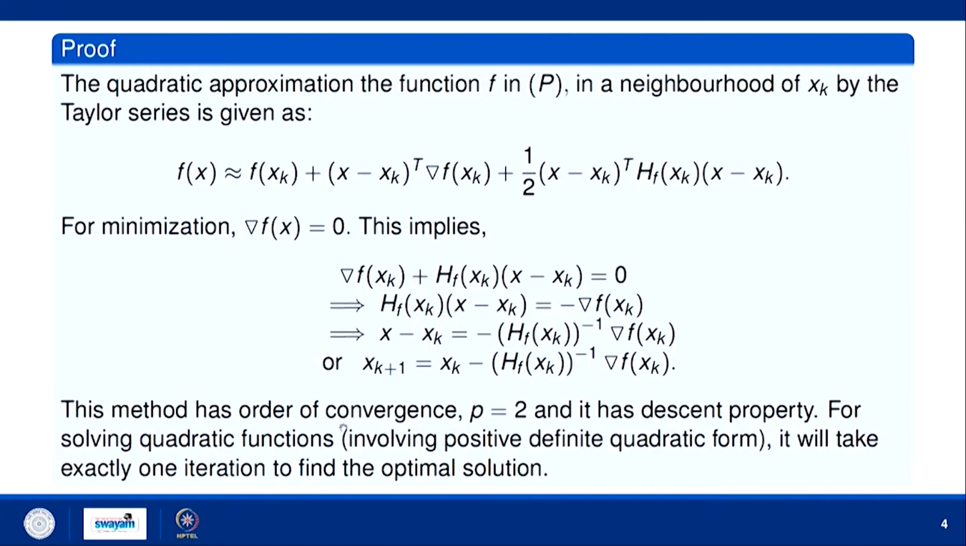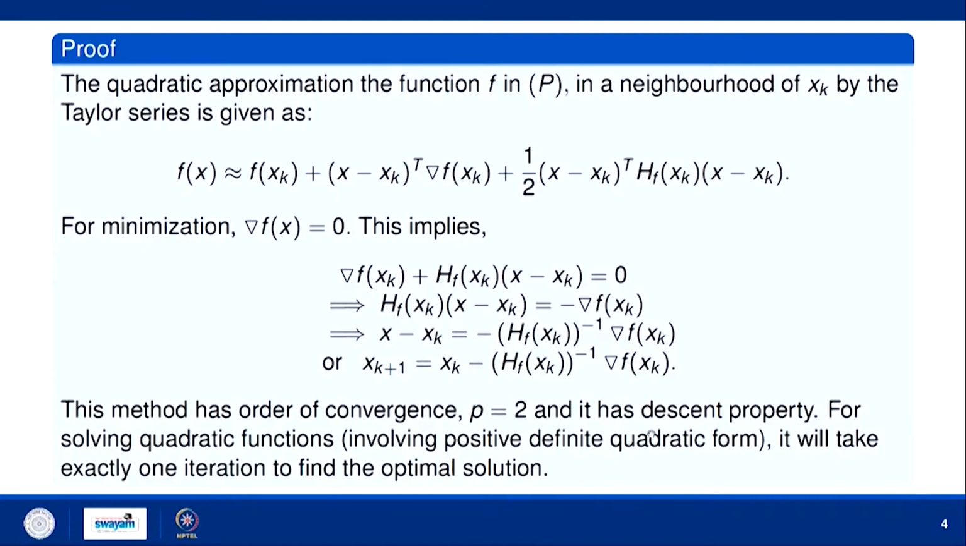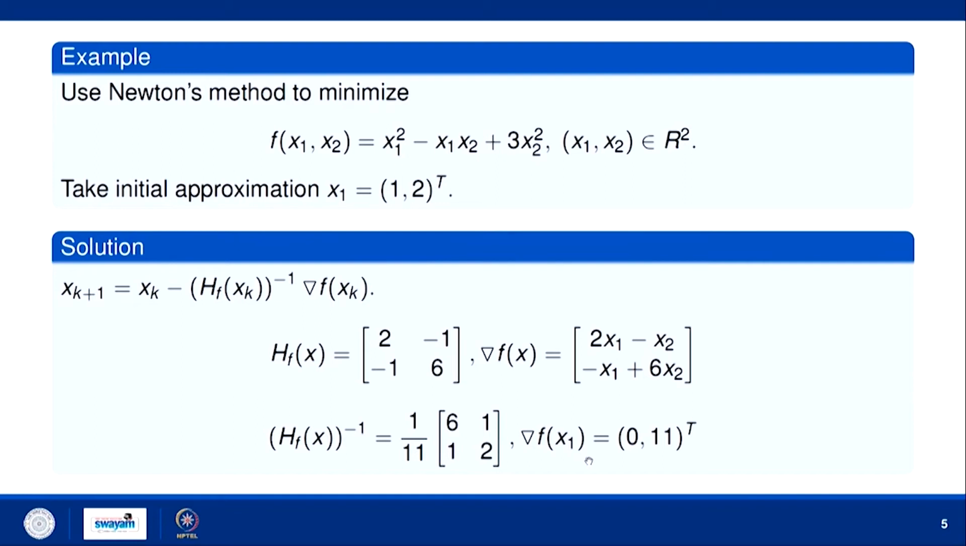Now this method has order of convergence 2, that is p is equal to 2 for this method, and it has a descent property that we can easily show. Descent property means f at x_(k+1) is less than f at x_k. For solving quadratic functions involving a positive definite quadratic form, it will take exactly one iteration to find the optimal solution, exactly one step. So let us see one problem based on this.